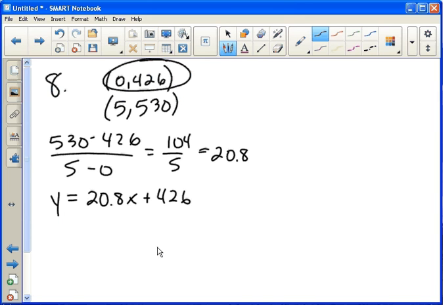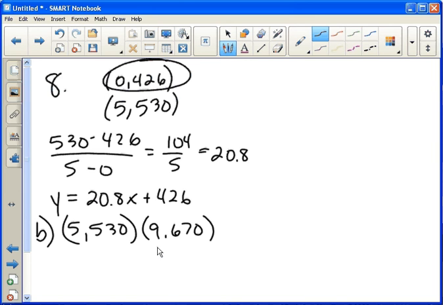B, using the data from the year 2005 and 2009, write an equation of a line that could be used to model this portion of the data. So for part B, you're going to be using the points (5, 530) and then (9, 670). Okay, I'm going to trust at this point you know how to write the equation of a line. So I will tell you it turns out to be y equals 35x plus 355.